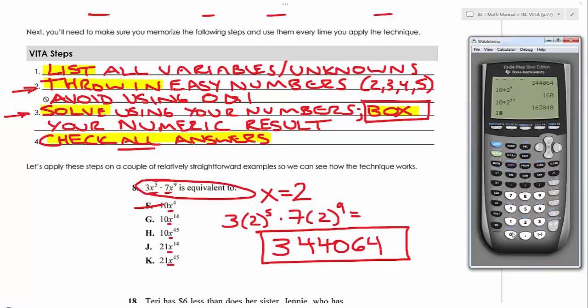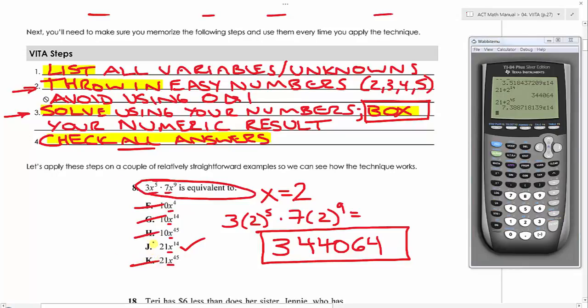Answer choice H is 10 times 2 to the 45th. Wow, that's way too big. Answer choice J is 21 times 2 to the 14th, and ding ding ding, we have a match. So this guy is good. These two guys were out. And then answer choice K, 21x to the 45th. We know that's going to be bigger because the exponent is bigger than the exponent in answer choice J. So we know it's not going to work, but we're going to do it anyway just to make sure. Times 2 to the 45th, and that's way too big, and we're done.